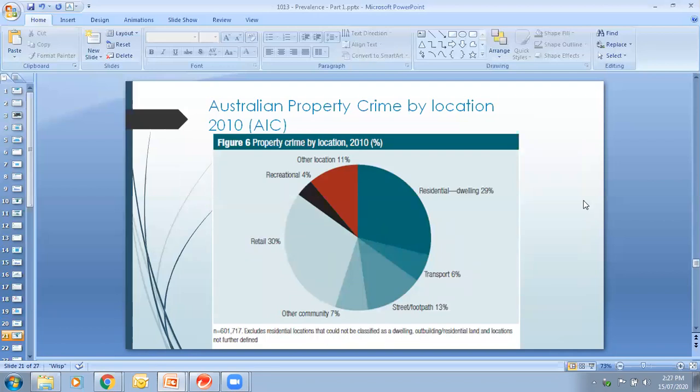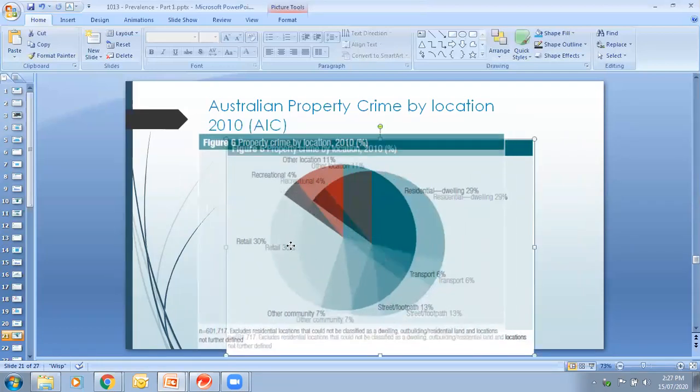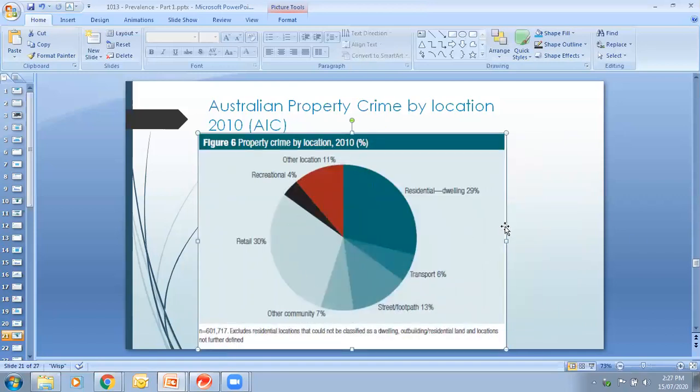So where else does property crime occur? Well, residential is a fairly big one. Retail is the biggest at 30%. So what else occurs in retail apart from shoplifting? Well, you can get robberies of stores, you can get people having their handbags stolen. So there's a lot of other stuff going on there. Residential probably came second because we're tightening up our security at homes a little bit and it's a bit harder to get in. Transport. What's happening here?